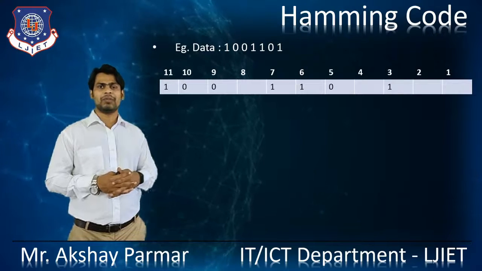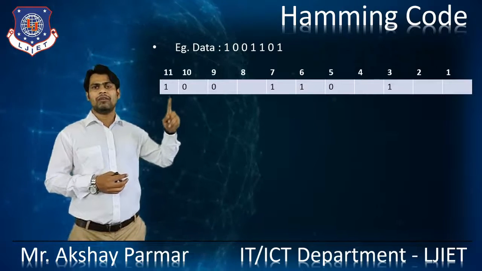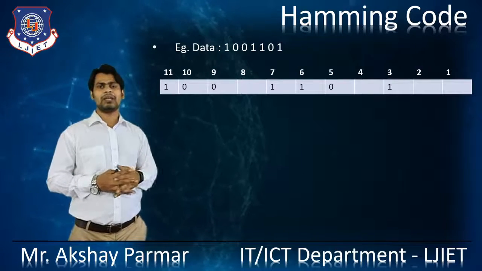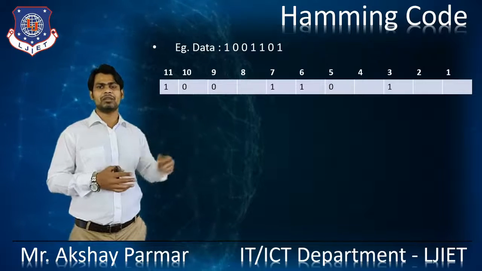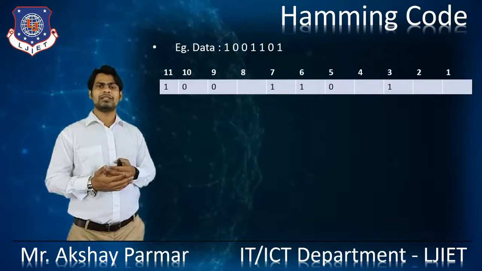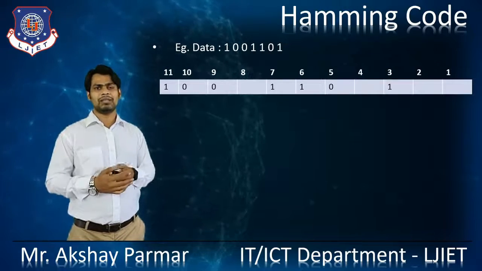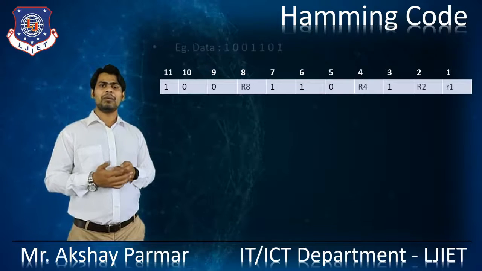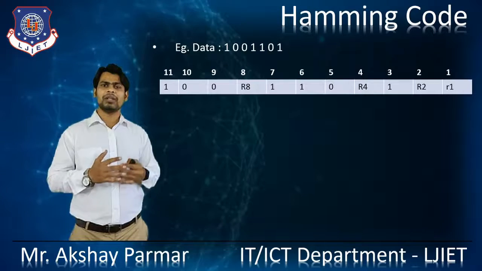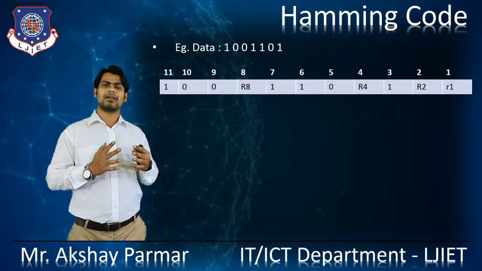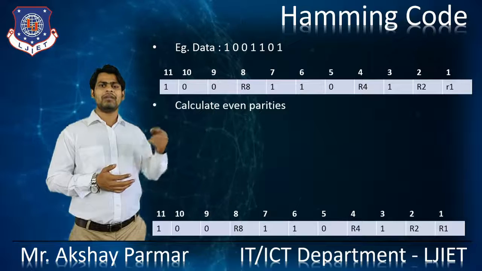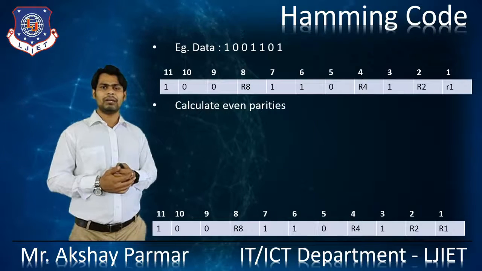At the 11th position we put the first bit, 1. After that, at positions 10 and 9 we put the two zeros, and likewise we put the data bits in sequence. At positions 11, 10, 9, 7, 6, 5 and 3 we put the data bits. Then we put the redundant bits at the first, second, fourth and 8th positions, in between the data bits. With the help of that we calculate the redundant bits.